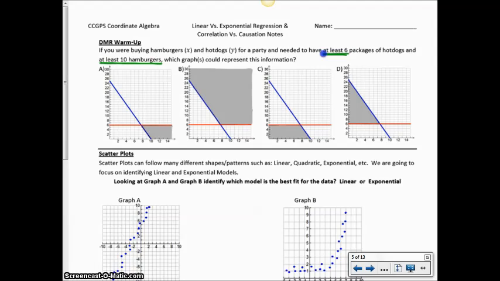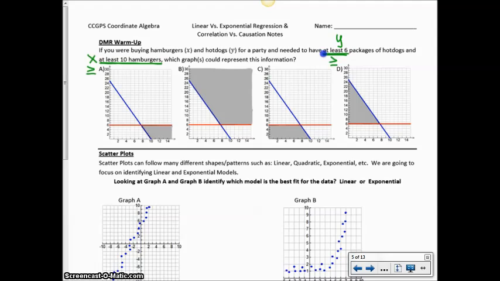So what we're going to do is we know that hamburgers are X. So hamburgers here would be X. And then hot dogs are Y. So at least means that's the smallest amount that you can have. So it's got to be greater than or equal to. Same thing with your X. It has to be greater than or equal to.